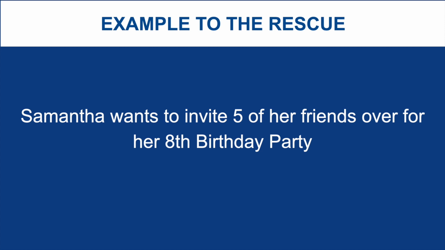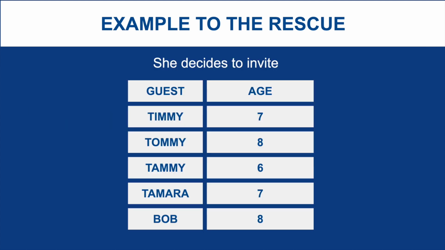So we're going to talk again about Samantha. Samantha is a fictional character that I actually made up. Samantha wants to invite 5 of her friends over for her 8th birthday party. So here is the list of all of her friends. She decides to invite Timmy, Tommy, Tammy, Tamara, and Bob. As you can see, we have a wide range of ages from 6 to 8. Well, actually, I guess that's not that wide, but whatever.